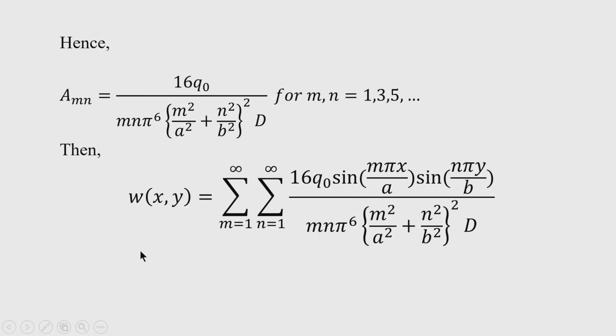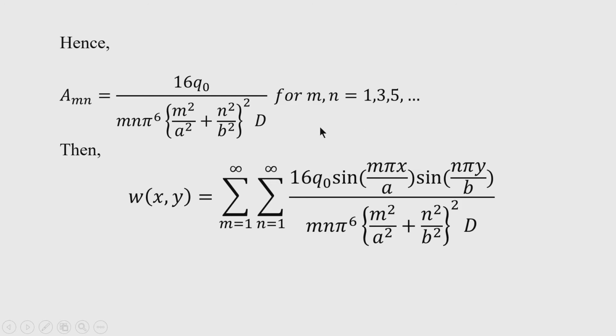So, once the Q m n is known, you can get A m n. So, A m n after simplification is 16 q naught divided by m n pi to the power 6 into m square by a square plus n square by b square whole square into D, for m and n varying from 1, 3, 5 up to infinity. Okay. One interesting thing you can see here is that the deflection function evaluated for uniformly distributed load covering the entire plate has only odd harmonics.